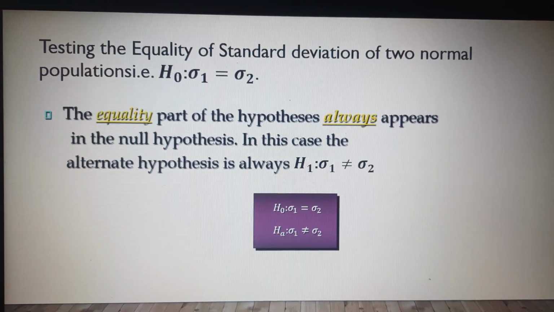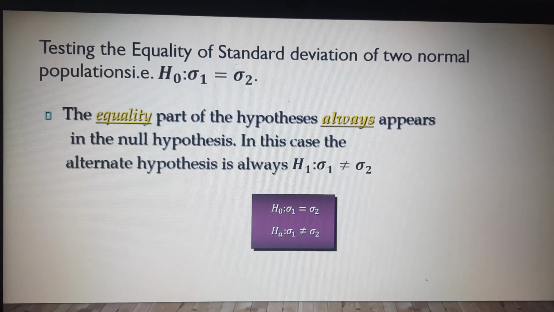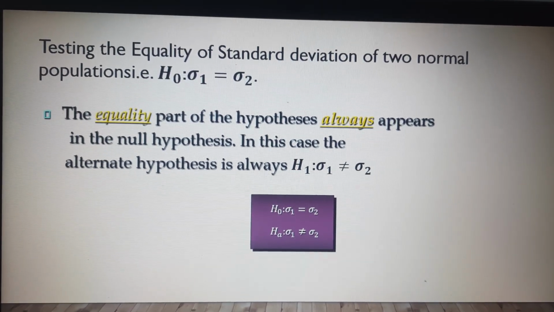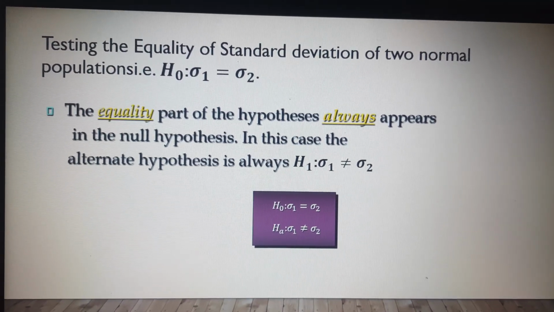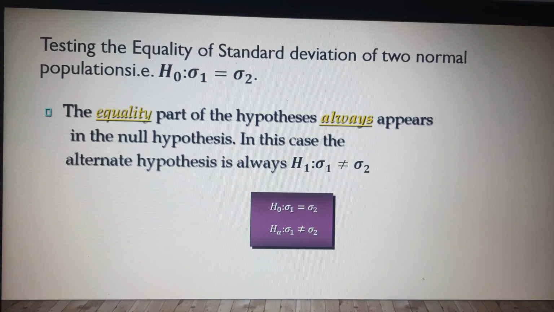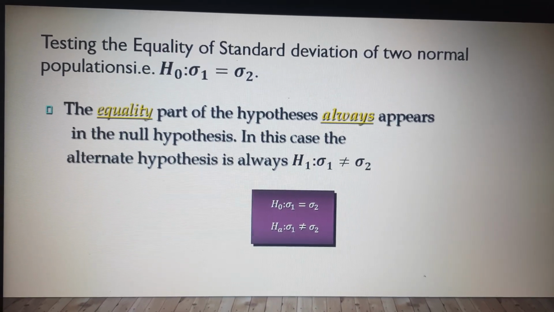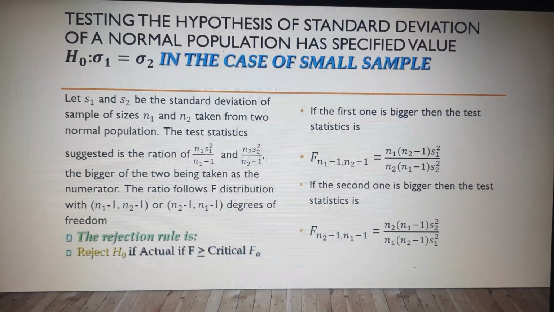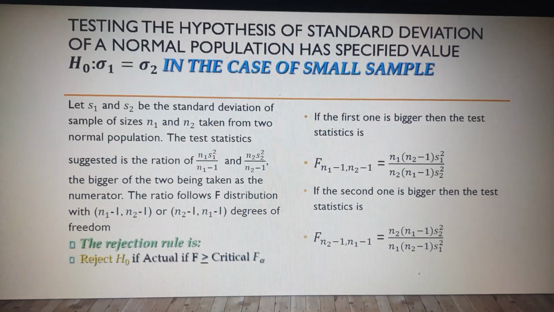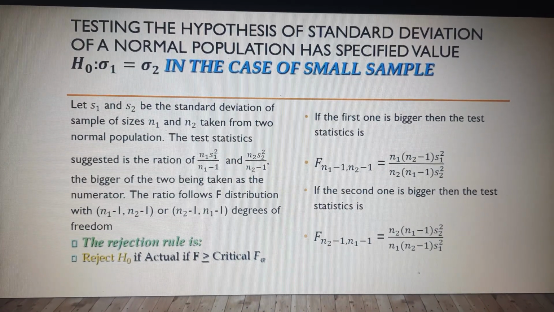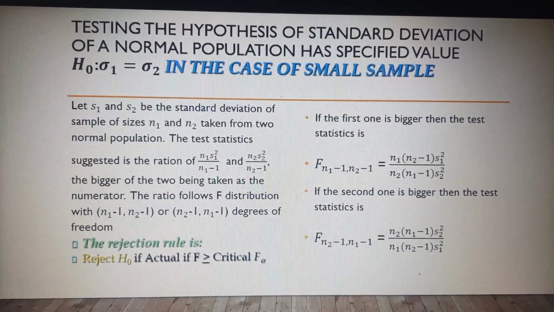Now we consider the testing of hypothesis regarding the equality of two normal population. That is, we are going to test the hypothesis H naught: sigma 1 equal to sigma 2, against the alternative H1: sigma 1 not equal to sigma 2. So for the small sample case, let S1 and S2 be the standard deviation of samples of size n1 and n2 taken from two normal population.